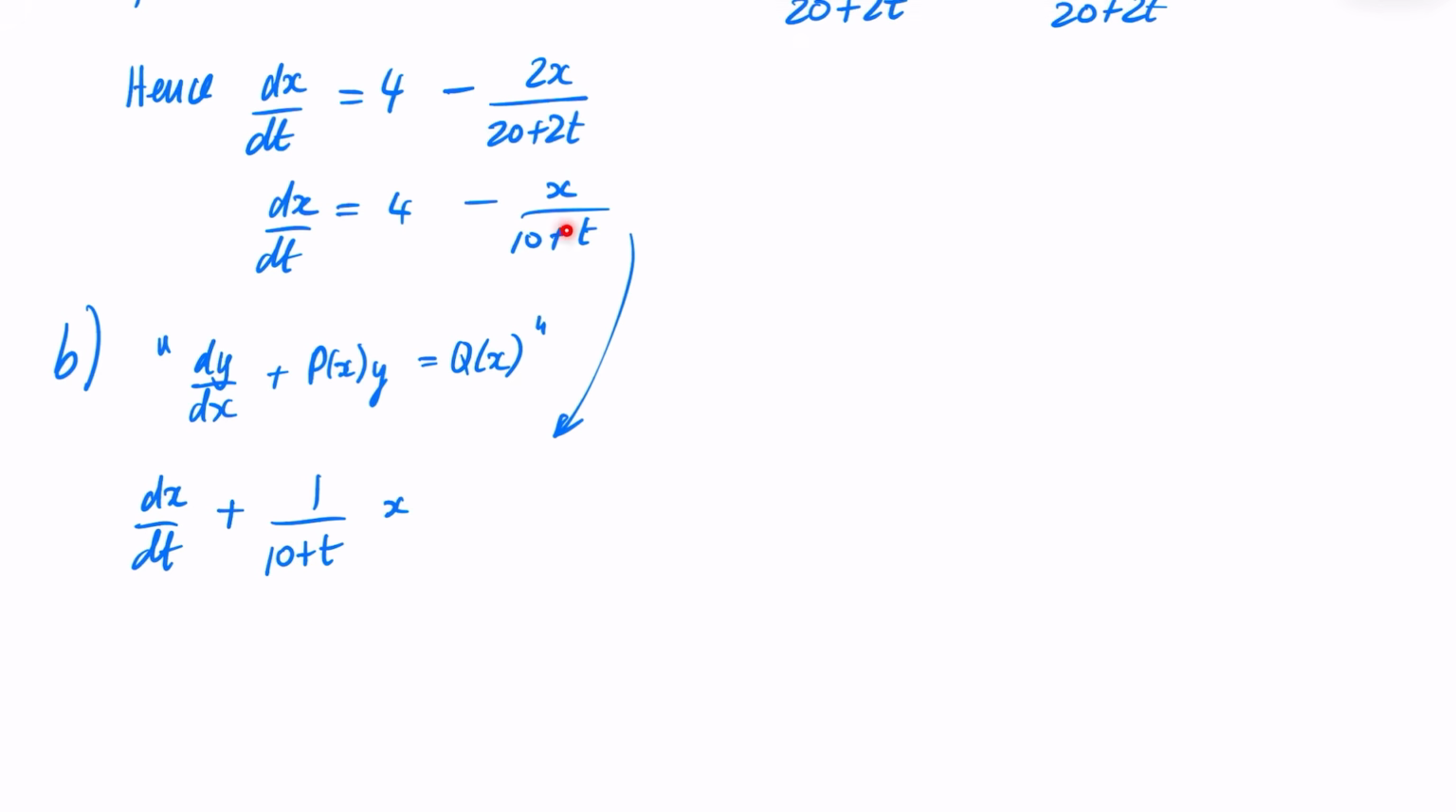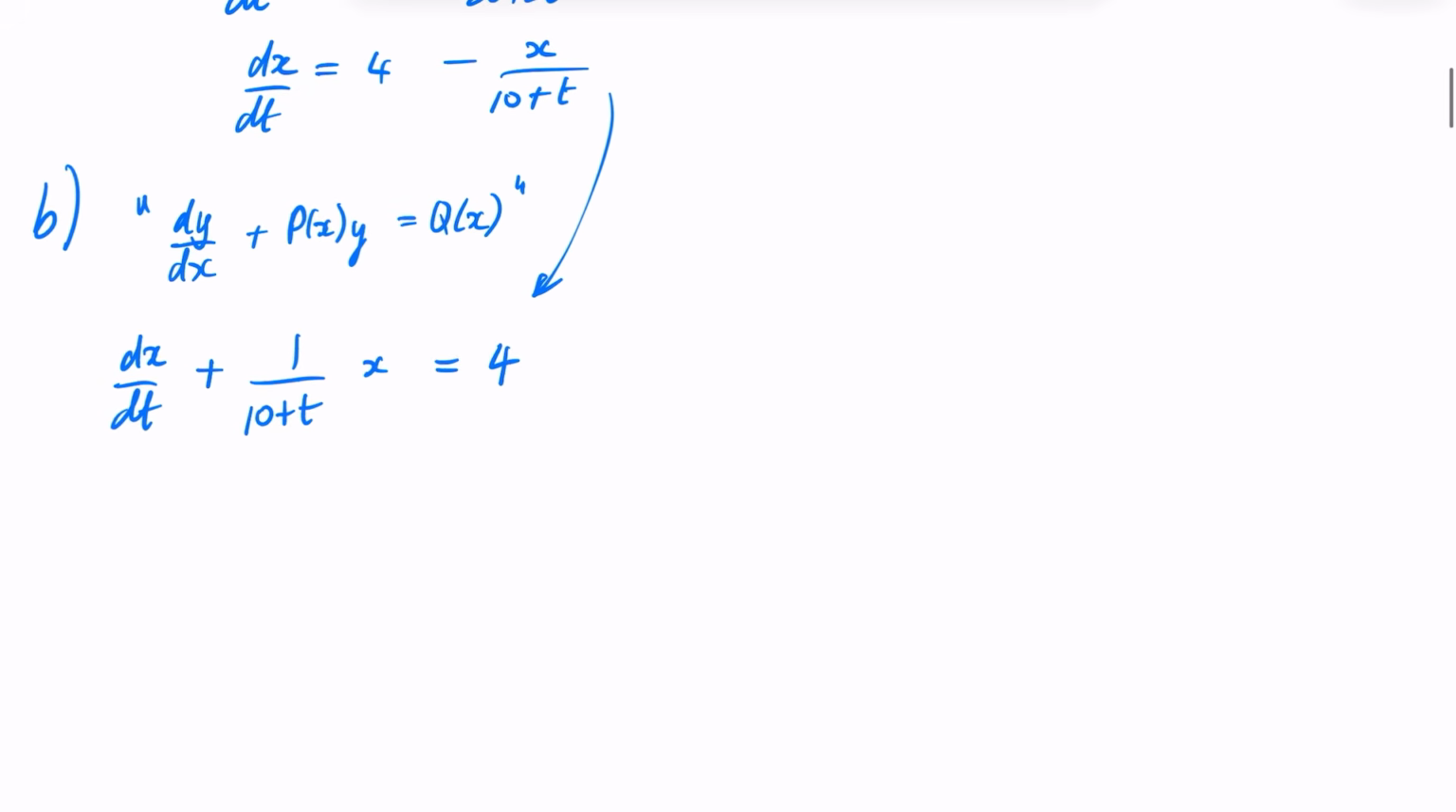I've just taken this and added it to the left-hand side, and I've also split it so that I've got my function of t and my x. So it would be the function of t instead of x, and instead of y, it is the x here. Different letters can make these questions really confusing. And on the right-hand side, there is the 4. So my p of t is 1 over 10 plus t.